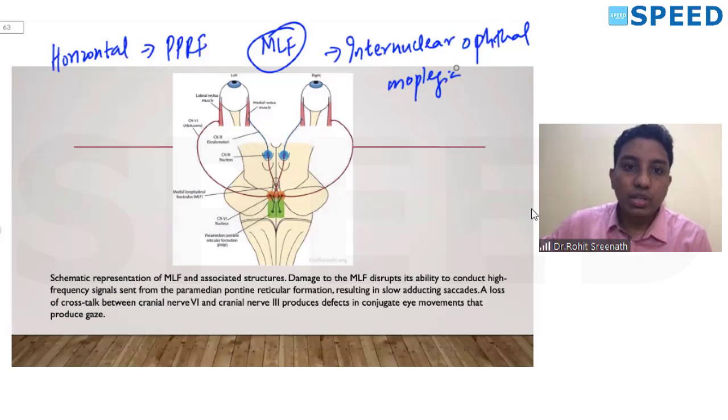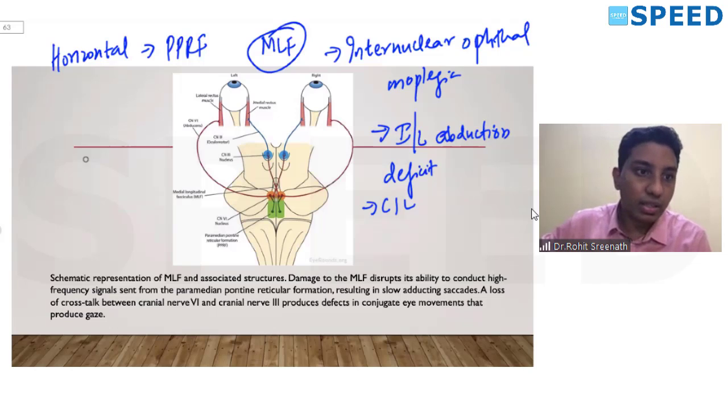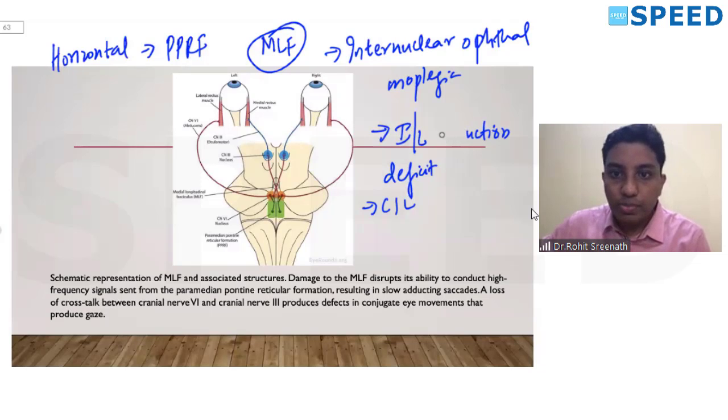So what are the features of a patient with INO? A patient having a right-sided lesion of the MLF will have an ipsilateral adduction deficit and a contralateral abduction nystagmus. I'll repeat again.